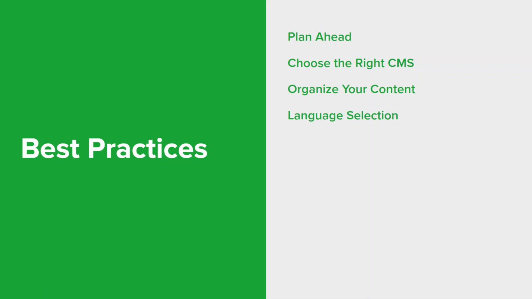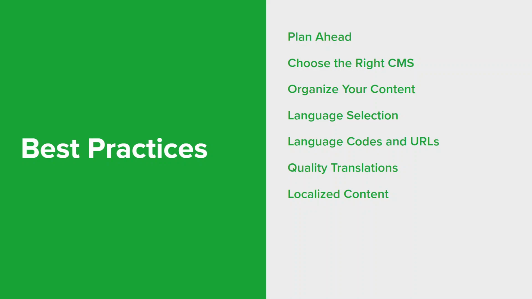You want to implement a language selector or menu on your site that allows users to choose their preferred language. And you want to use language-specific code and URLs, for example, /en for English, /es for Spanish, etc. And this will help improve SEO and make navigation a little bit more intuitive for users. You want to invest in professional translation services or tools to ensure accurate and culturally appropriate translation. And you want to go beyond translation. You want to adapt content to the cultural and regional preferences.